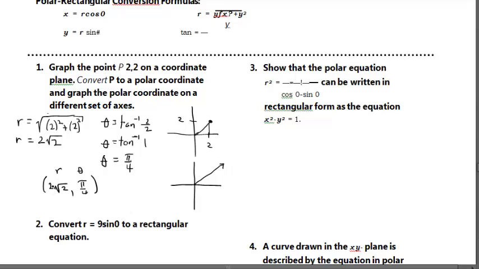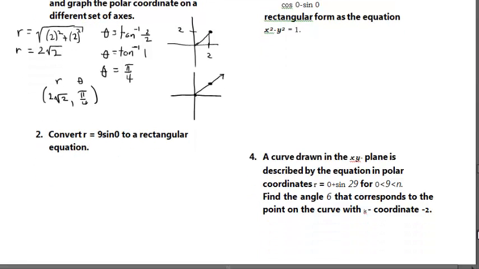Then off of that ray, if we have a positive radius, we would go onto the ray 2 square root of 2, so we're going to say that our point is here. It should match up with where our point is in the rectangular plane. This just provided practice of using the conversion formulas.